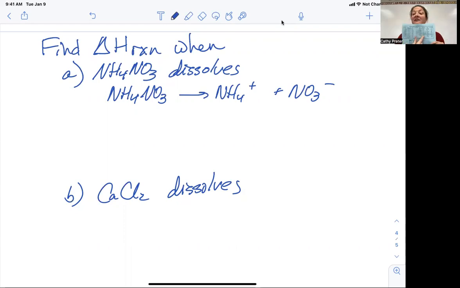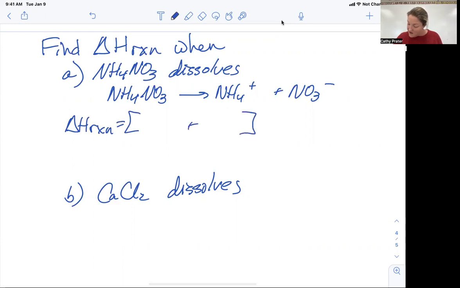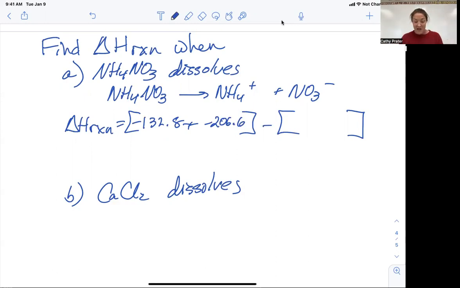But also the back side of this table has positive ions and negative ions. If I'm going to ask you to find the heat of reaction for this, you're going to have to use these values. So you can look here to find what's relevant. To get delta H reaction, I have 2 products and 1 reactant. For the ions, I'm using the back of the table. Ammonium is negative 132.8. Nitrate is negative 206.6. And then from the front, ammonium nitrate is negative 365.1.